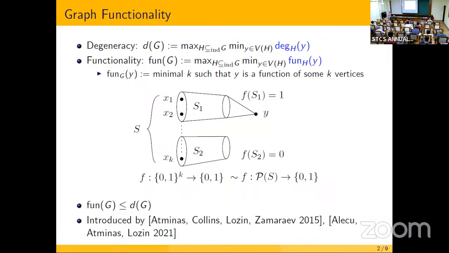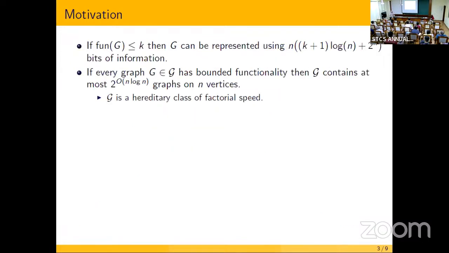And this notion was introduced quite recently, somehow implicitly in 2015, and an explicit definition was published in 2021. And of course, you asked how this notion appeared. So if the functionality of the graph is at most k, then it can be represented by this.